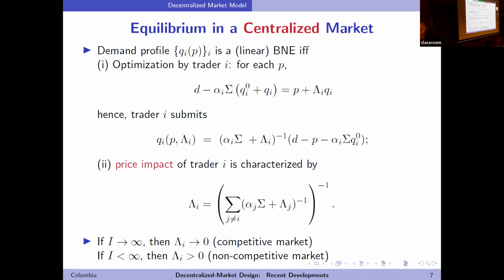So lambda I is a trader's price impact. With K assets, it is a K by K Jacobian matrix. Its element KL represents the price change of asset L following a unilateral demand increase for asset K. Yes, yes. D is not observable, right? The D, the demand.